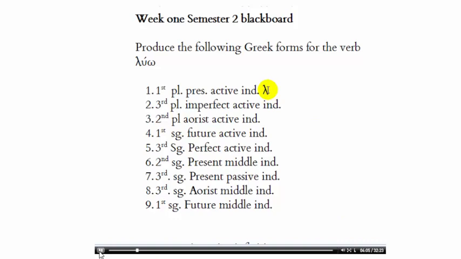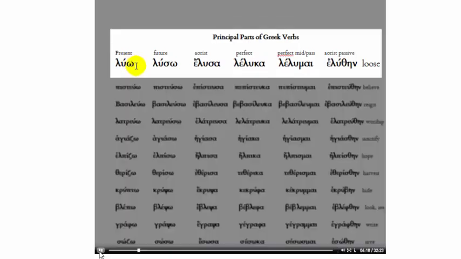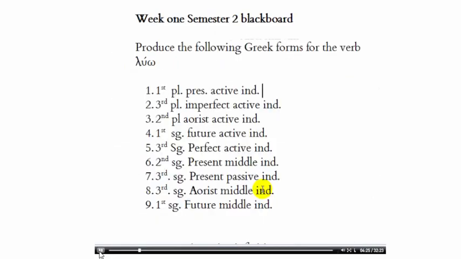So the first person plural present active indicative of luo is going to be what? Well, remember, the present tense is always built on what? It is always built on the first principal part, which is this one, luo. Okay, and so we go ahead and start with that form there. So we have luo, and then all we need to do is to slap the appropriate first person plural ending on it. Okay, luomen, luomen. All right.